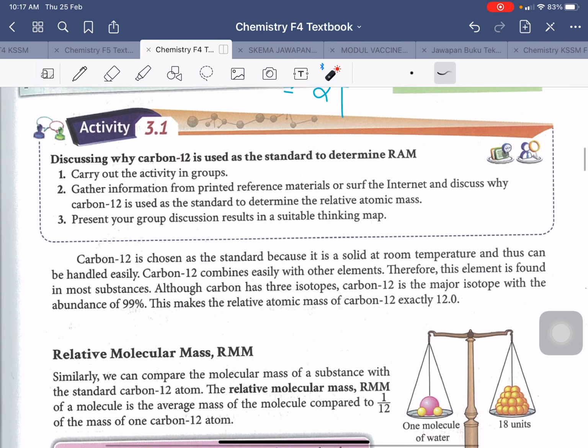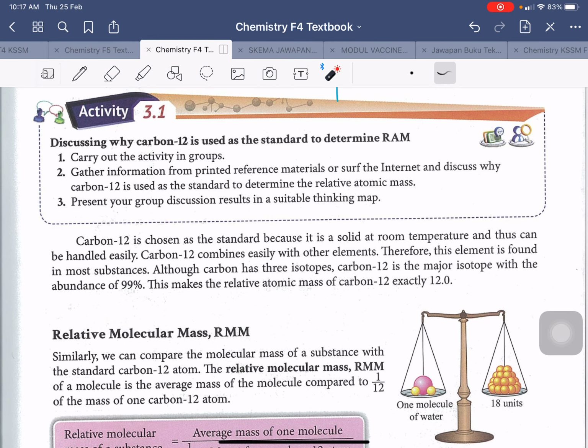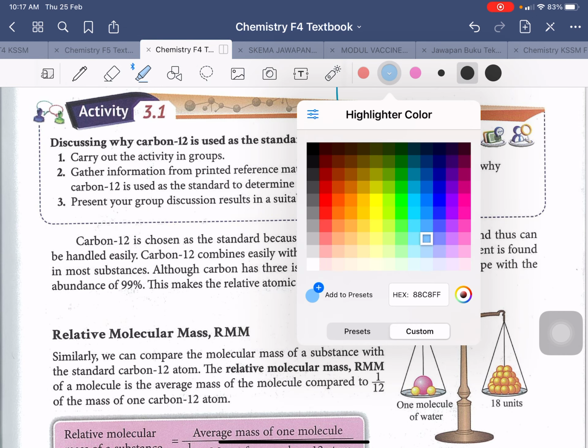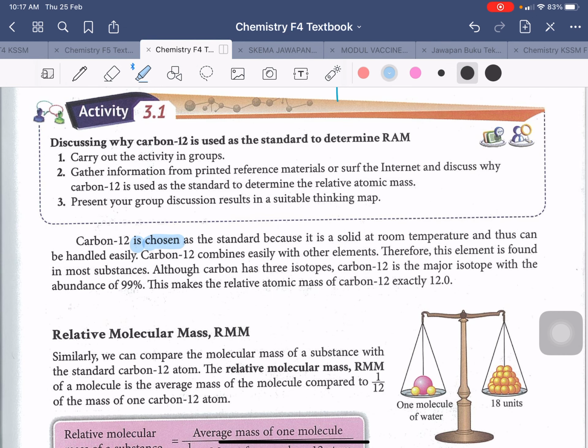Mari kita tengok kenapa kit dipilih ataupun kenapa carbon 12 dipilih. So I'll highlight here. Carbon 12 is chosen as the standard because it is a solid at room temperature and thus can be handled easily. Okay, dia adalah solid. Kalau hydrogen kan gas, jadi susah lah mau handle. Solid boleh pegang, you can touch in room temperature. Okay, so dia senang untuk di handle.